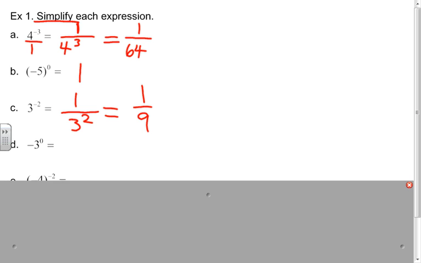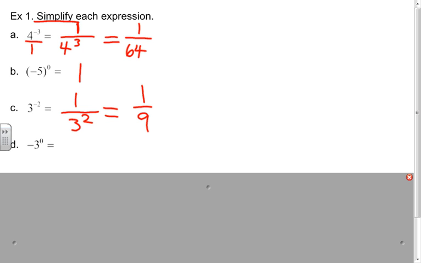Now, here's where the parentheses become important. This is not the number negative 3 to the 0 power. This is 3 to the 0 power with a negative sign in front of it. Notice in part B, the negative 5 has parentheses around it. In part D, that negative sign is not in parentheses with 3, so the negative sign is separate. Okay? So what I have to do in this one is 3 to the 0 power is 1. The negative sign, since it's not in parentheses with the 3, just comes along into my answer.